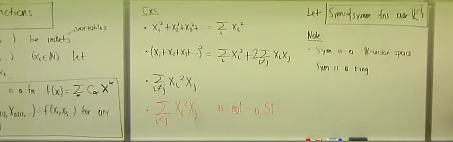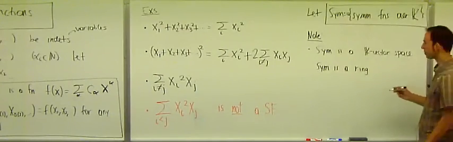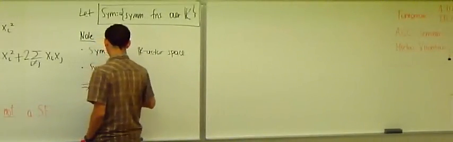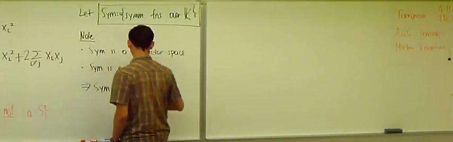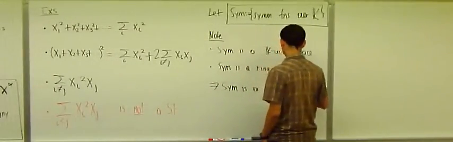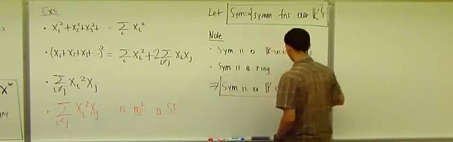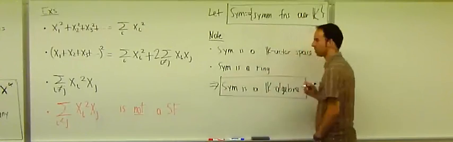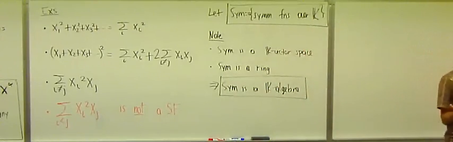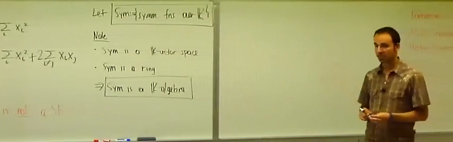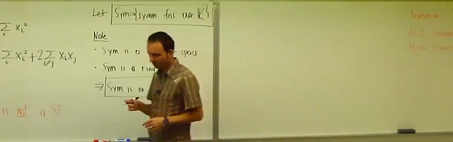And if we have a vector space and we have a ring, then we know what to call that. That's called an algebra, as we learned at the beginning of this class. So Sym is called a K-algebra. And this is a good thing because remember that we're headed towards an object called the Hopf algebra of symmetric functions. If we want a Hopf algebra of symmetric functions, we need something that is an algebra and a coalgebra. So we have the algebra part.